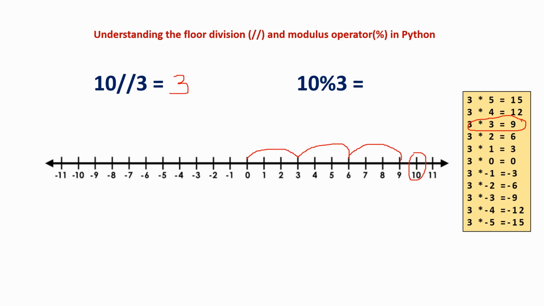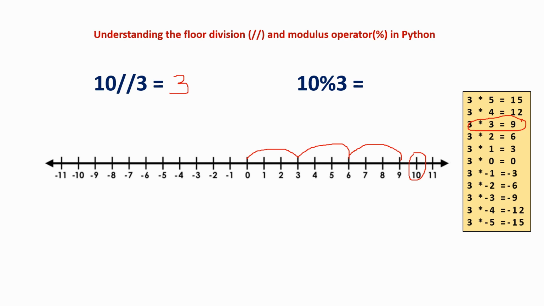Now how do I get the remainder? That is the modulus. 10 modulus 3. Now you can look at it in two different perspectives. The first is, how much is added to 9 to get 10? How much is added to 9 to get 10? 1. So here it is 1.